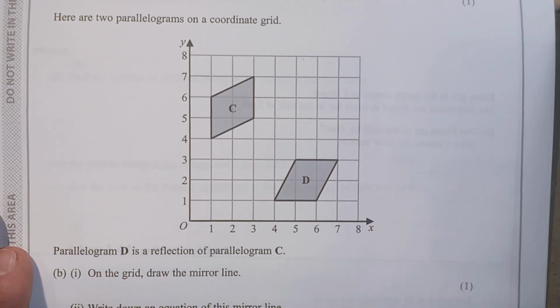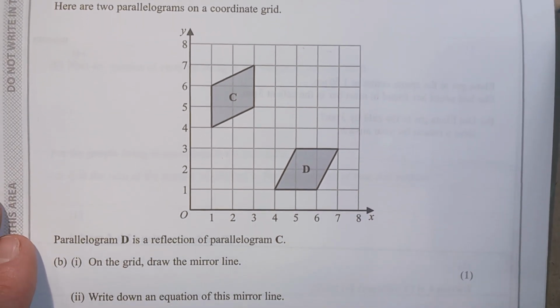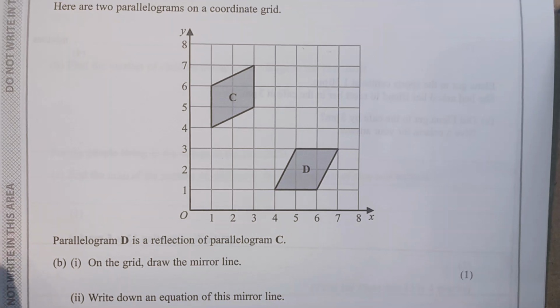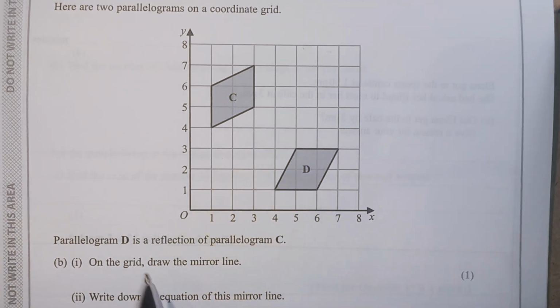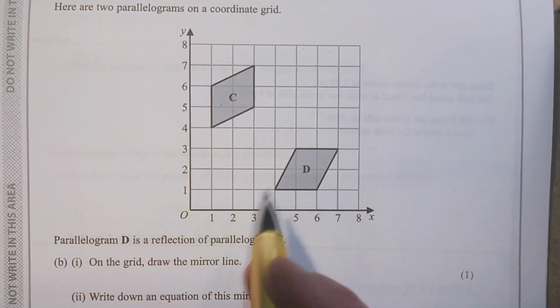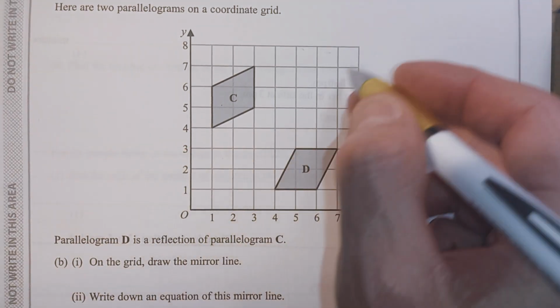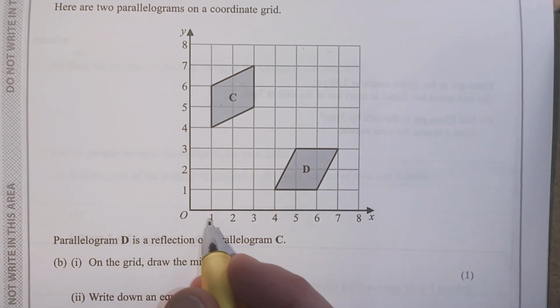Okay, now for part B. Here are 2 parallelograms on a coordinate grid. So we've got C and we've got D. Parallelogram D is a reflection of parallelogram C. On the grid, draw the mirror line and write down an equation of this mirror line. Right, so this is reflected here. So the mirror is going to have to be somewhere down the middle.